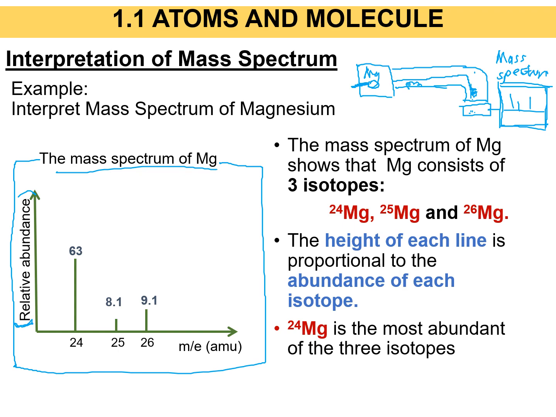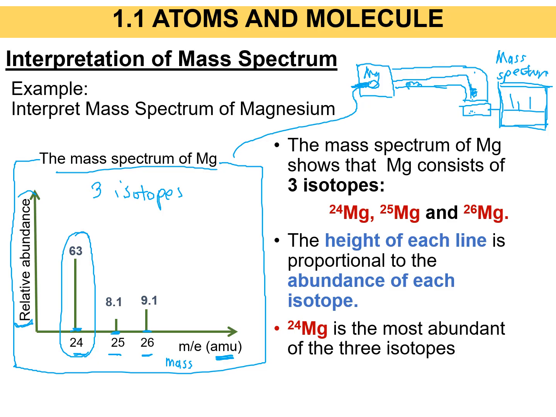On the x-axis, this is the mass of an element in atomic mass unit. Okay, so if you put magnesium into a mass spectrometer, you know magnesium has 3 isotopes. Why does it have 3 isotopes? Because it has 3 different lines, with 3 different weights: 24, 25 and 26. But magnesium 24 is more abundant.